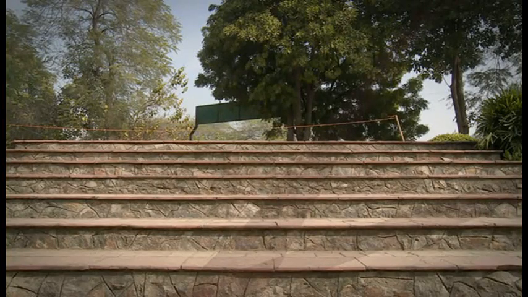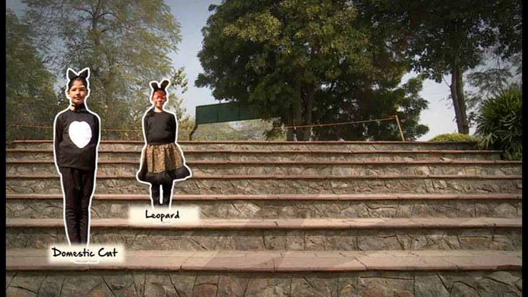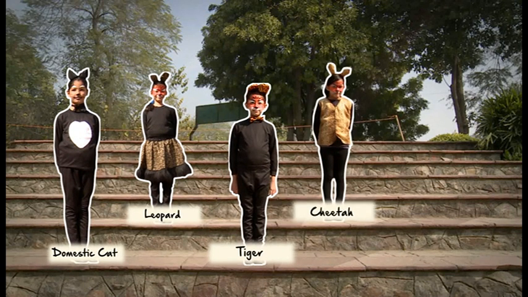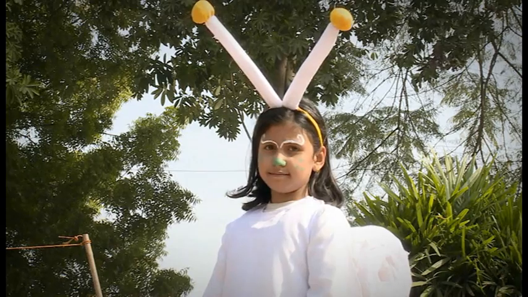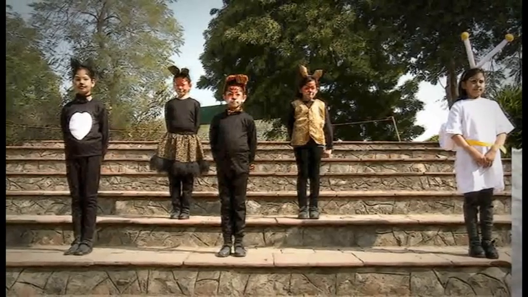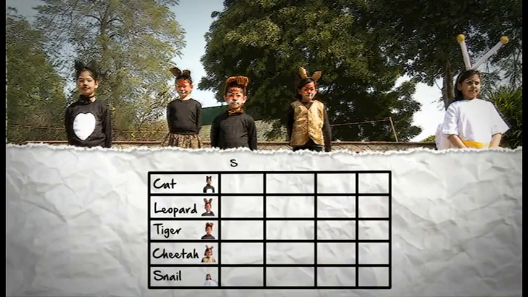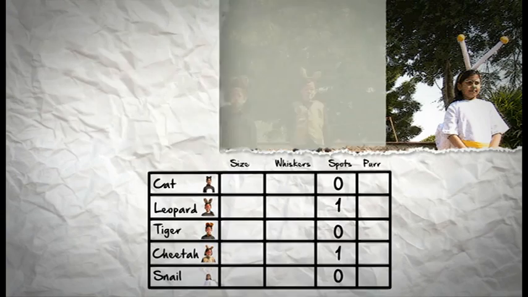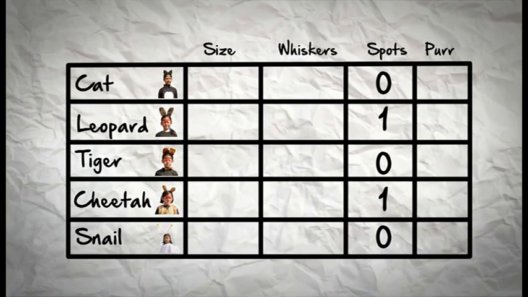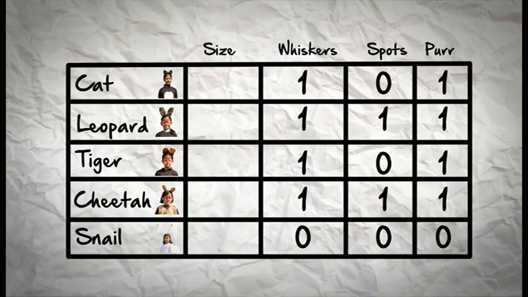Let's take 4 species from the cat family: a domestic cat, a leopard, a tiger, and a cheetah. Now let's add one obvious outlier to this group, a snail. Now let's pick a series of characteristics to compare them. Let's go with size, whiskers, spots, and whether they purr. If we compare spots, assigning a 1 for yes and 0 for no, this is what we'll get. Similarly, when we compare on whiskers, purring, and size.